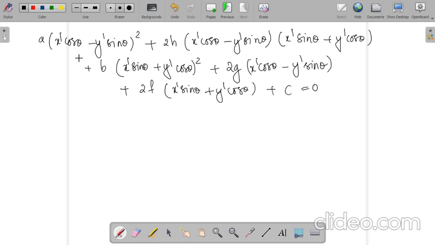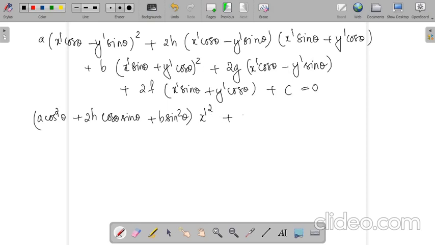And now we convert the equation into the form a x dash square plus 2h x dash y dash plus b y dash square. So let us take the coefficients of x dash square, y dash square, then x dash y dash, and then the constant terms. So for the coefficient of x dash square, from the first term you will have a cos square theta, from the second term you will have 2h cos theta sin theta, and from the third term b sin square theta. That is the coefficient of x dash square.